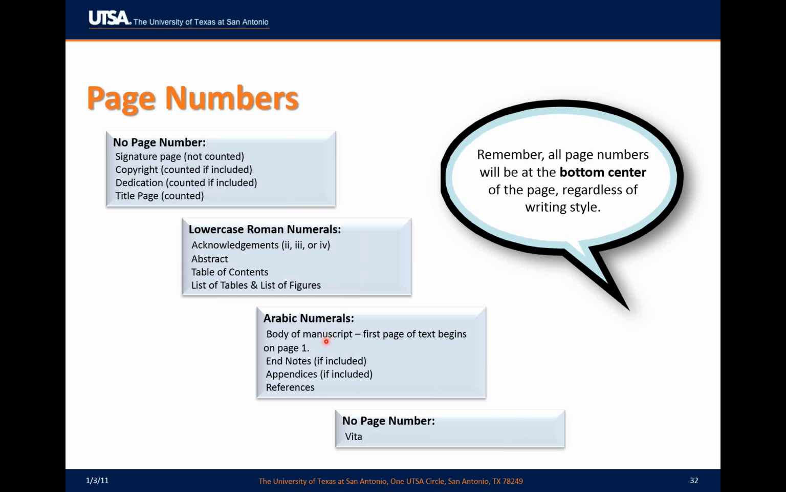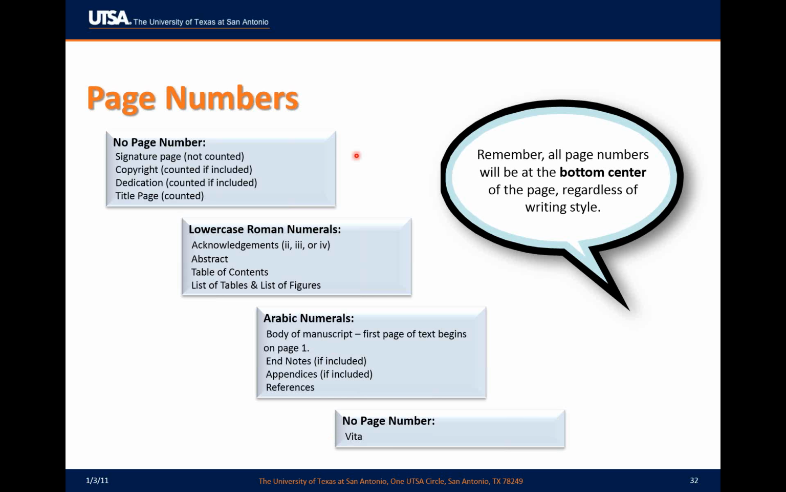Once you hit the first page of your text, you switch over to Arabic numerals. The first page of your text begins on page 1. It will continue all the way through the rest of your document, through the final page of your references, and then when we get to the vita, once again, there's no page number on the vita page.